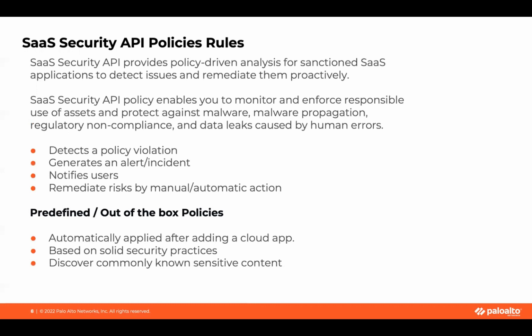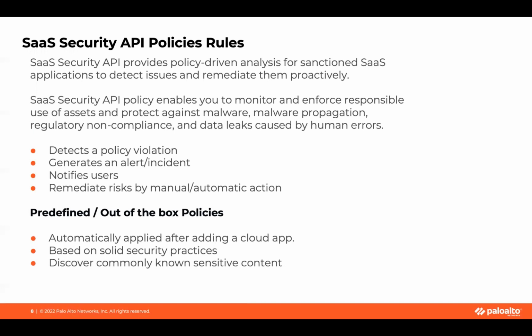SaaS Security API provides a policy-driven analysis for sanctioned applications. It detects security issues in the environment and helps with remediating them proactively. You can monitor and enforce responsible use of assets in your company and proactively protect assets against different kinds of security issues, including human errors. These are all possible by generating alerts and incidents and notifying the user, and at the same time by automatically remediating risks. Predefined out-of-the-box policies are automatically applied after adding a cloud app.